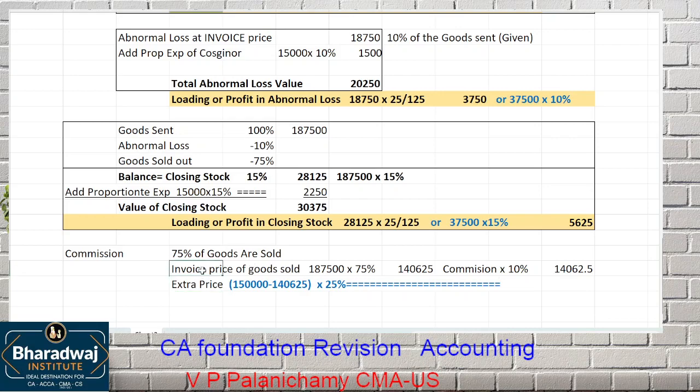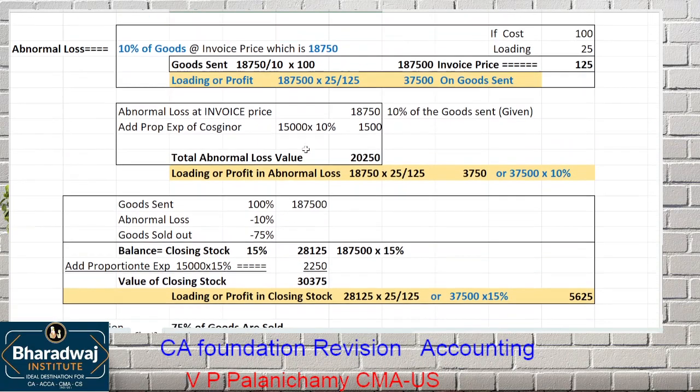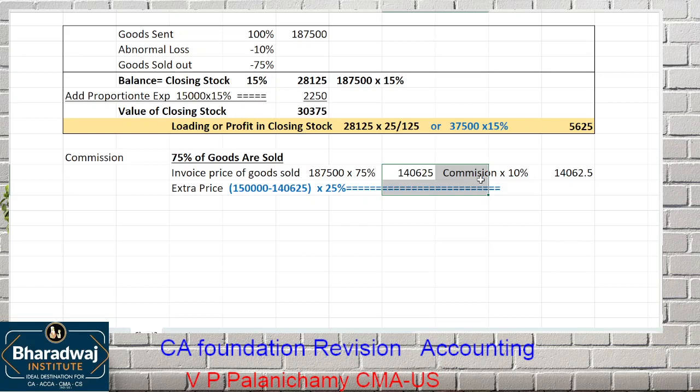Once again, repeat. What percent of goods are sold? 75% of goods are sold. The total invoice price of the goods is 1,87,500. 75% of that is 1,40,625. What is the commission at invoice price? 10%. How much extra price have you sold for? Actually, selling 1,40,625 is enough, but you sold for how much? 1,50,000. How much extra have you sold for? That into 25%. This into how much percentage? 25%. This will be the total commission.